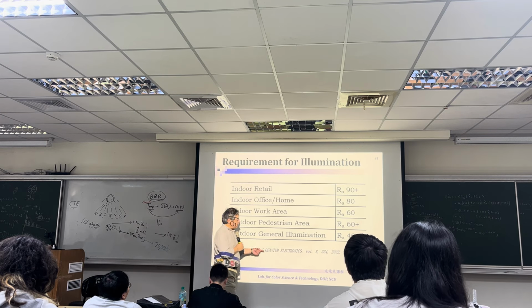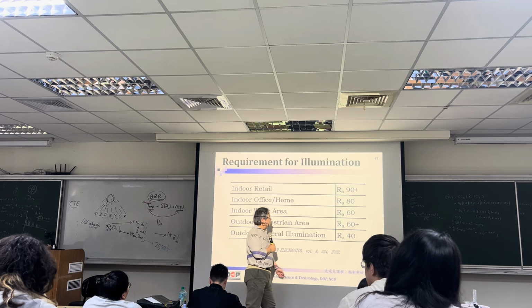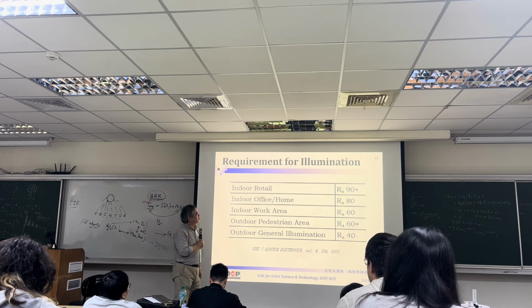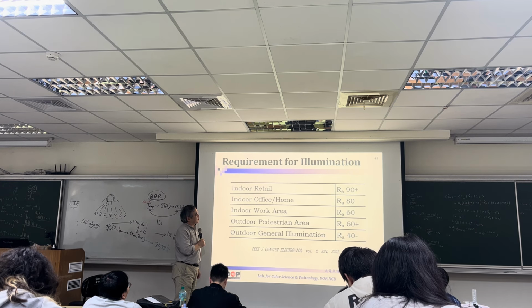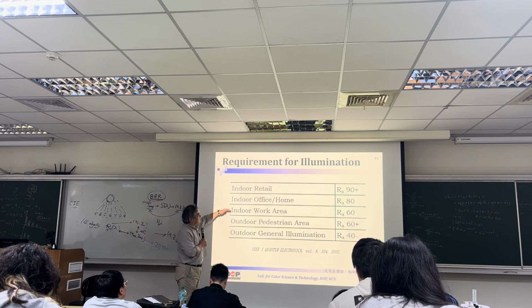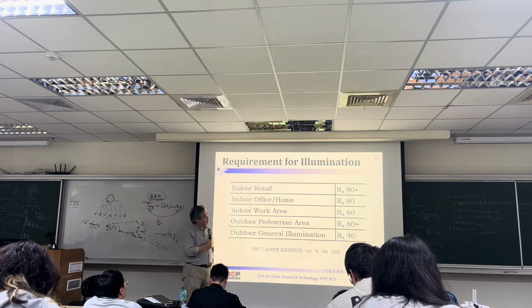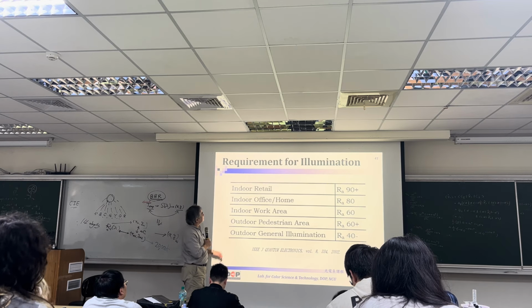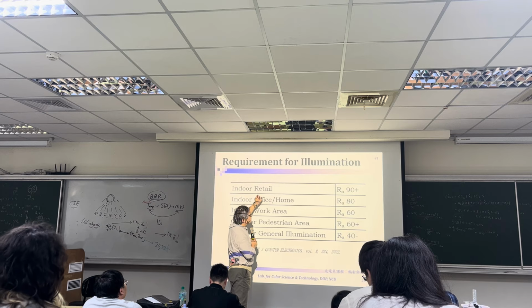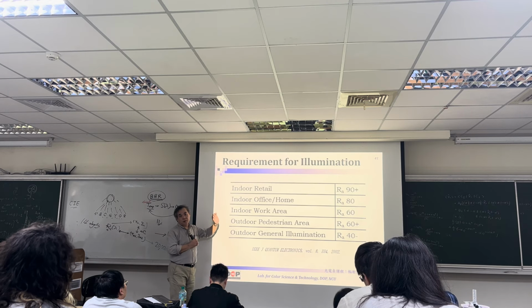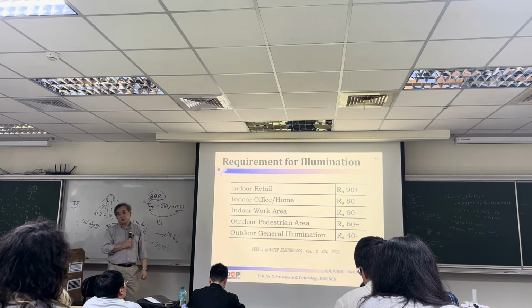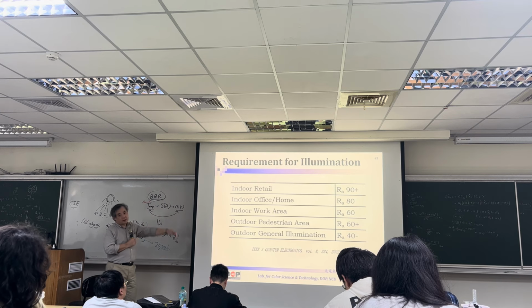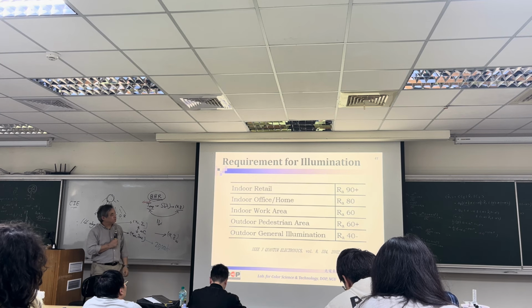This was given 25 years ago. So right now we have good technology, and we can create better light sources. It is easier to have higher than 80. So in indoor retail, museums, clothing shops, or dining restaurants, we need higher CRI.